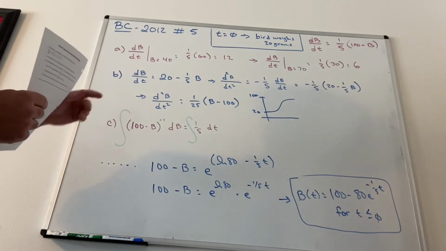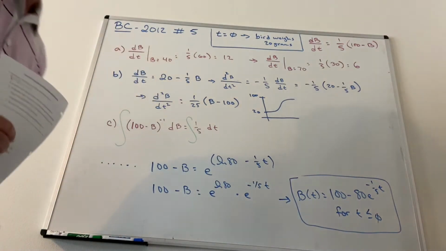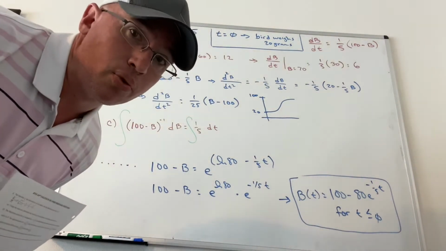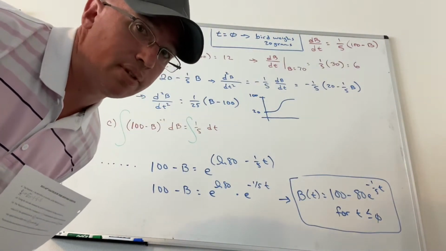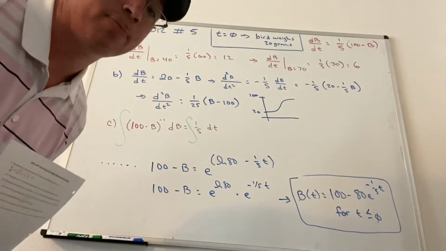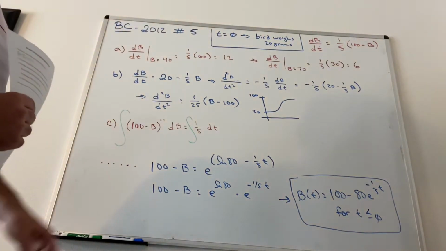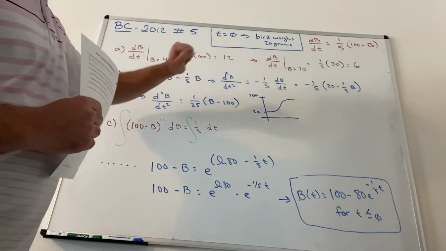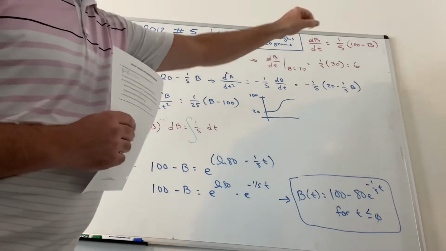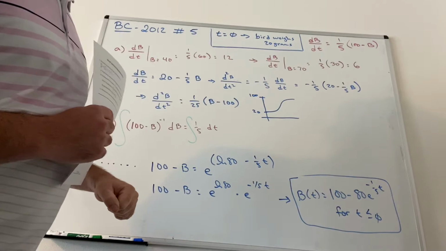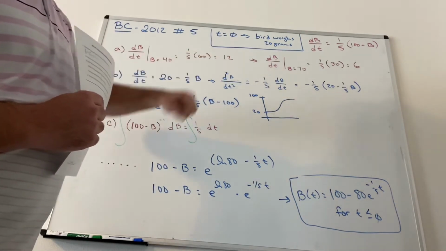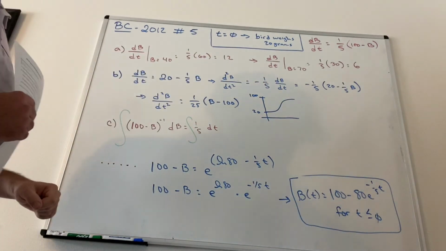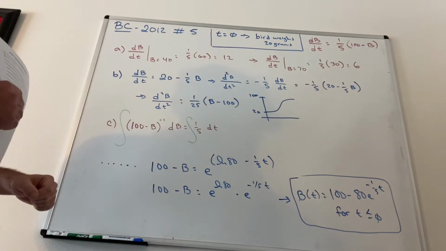So you're evaluating dB/dt at B equals 40 and at B equals 70. Okay, pay attention to that. If you plug a 40 in, you get 1/5 times 60, which is 12. And if you plug a 70 in, you get 1/5 times 30, which is 6. 12 is obviously bigger, so the bird is gaining weight faster when it's 40 pounds.